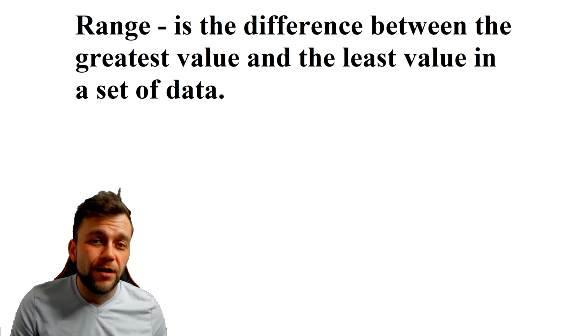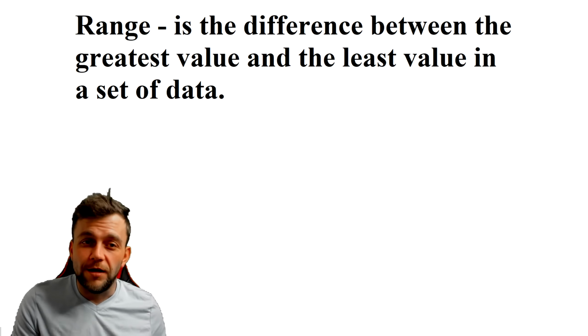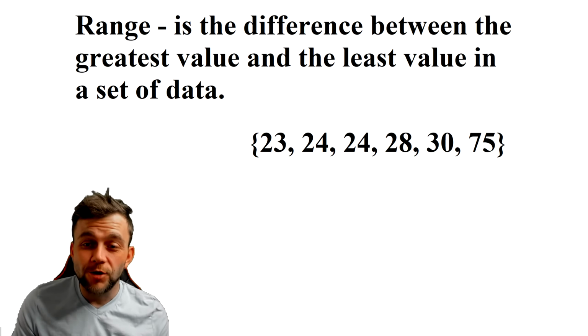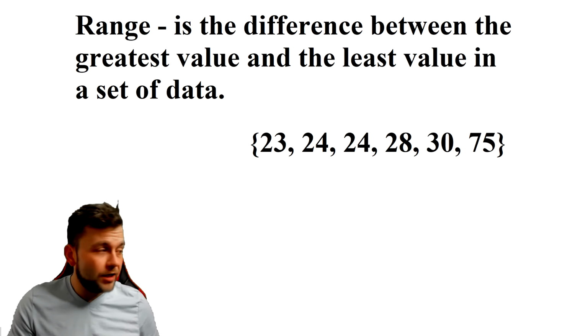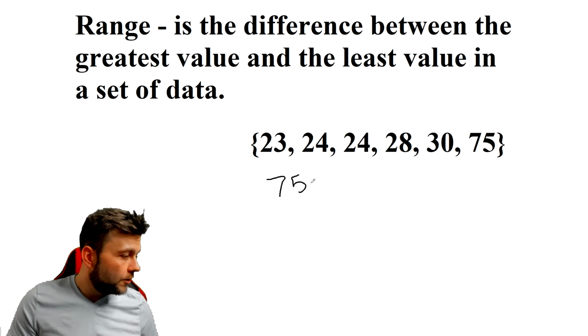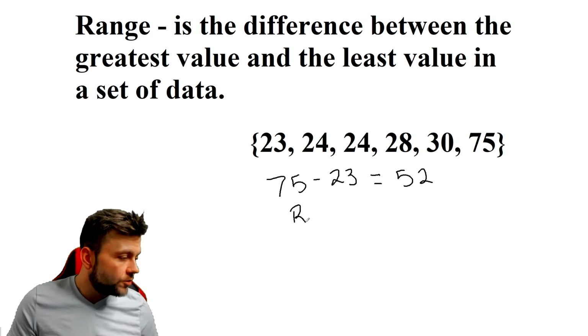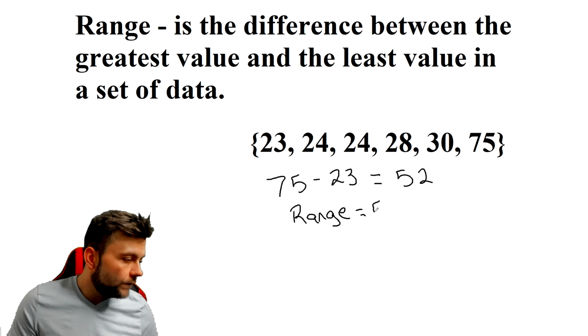So let's take a quick look at a data set. Let's get another one up on there on the wall. What is the range of this data set? So what you do is you take 75 minus the 23 and you are left with 52. So 52, so range is equal to 52.